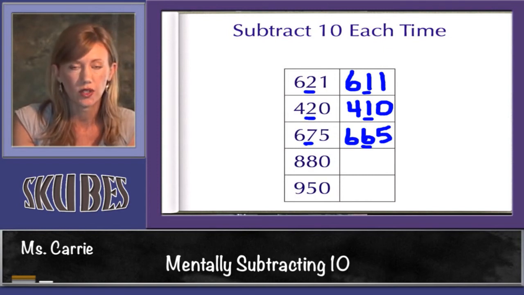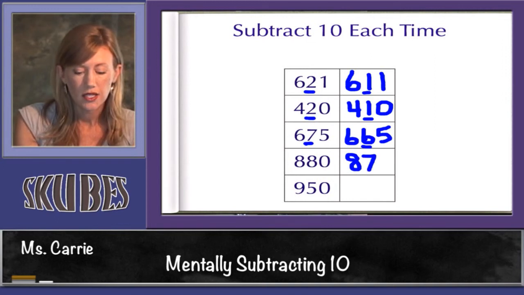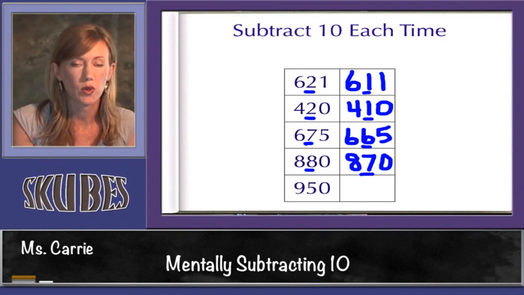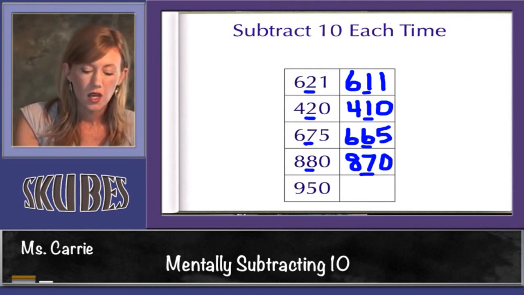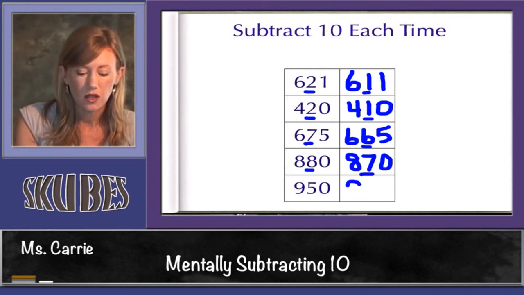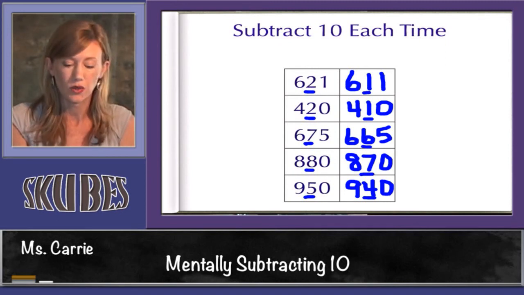And the number 880, it becomes 870. This 8 becomes a 7 since we lost a 10. The 8 in the 100's place stays the same, and the 0 in the 1's place stays the same. The number 950, when we lose 10, becomes 940. The 5 in the 10's place becomes a 4 in the 10's place because we lost a 10. The 9 stays the same, and the 0 stays the same.